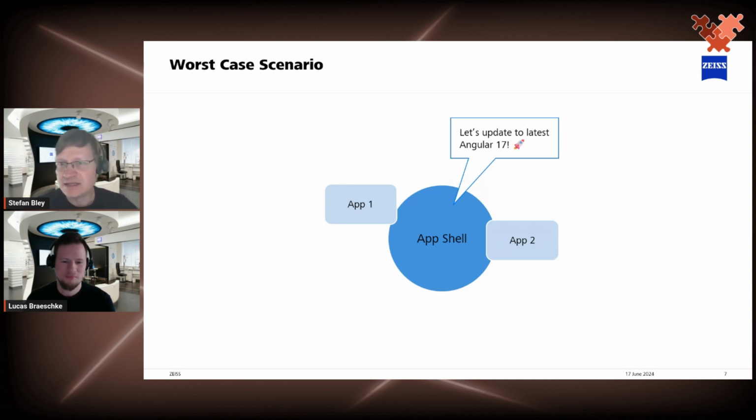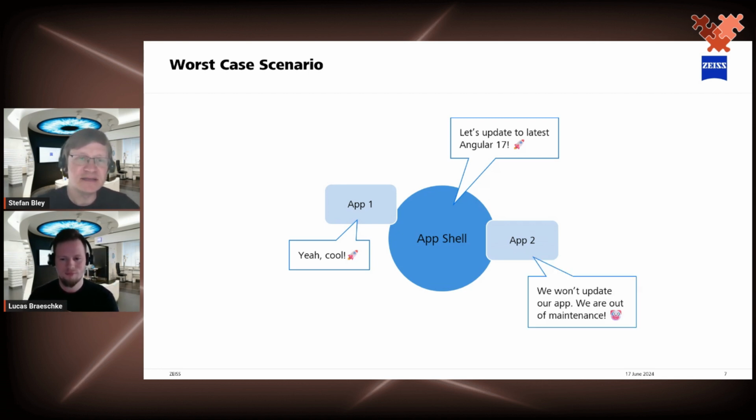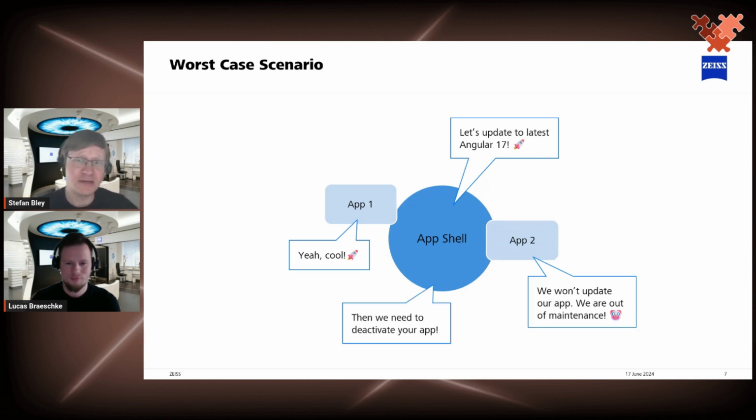So we say we want to update to Angular 17. And Lukas, can you please click? The first app says, yeah, that's cool, we also want to update, we need the new features. And the second app says, no, we won't update our app to the newest Angular because we are even out of maintenance. We can't develop anymore. We can't deploy a new version. So what we eventually had to decide is to deactivate this second app from the productive system in order for the others to still run.